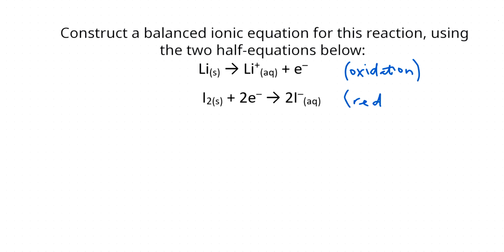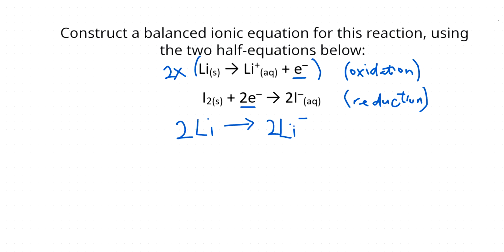So in order to balance this equation, we need to check the number of electrons. In the oxidation part, we have 1 electron, and then in the reduction part, we have 2 electrons. So we need to balance that. How do we do that? We multiply the first equation by 2. And that will give us 2 moles of lithium to give us 2 moles of lithium ion plus 2 moles of electron. And then we can move on to balance this equation since the number of electrons are the same.